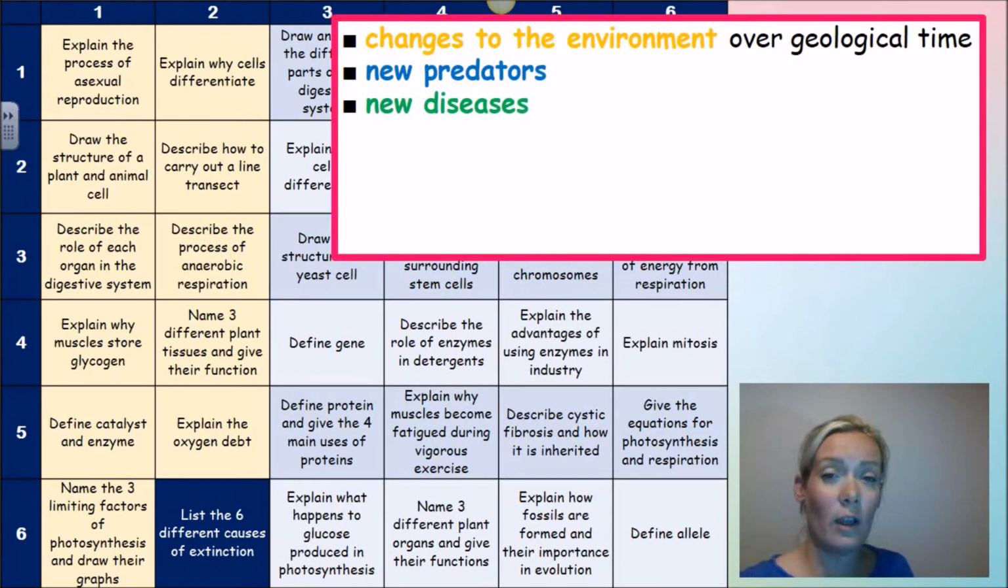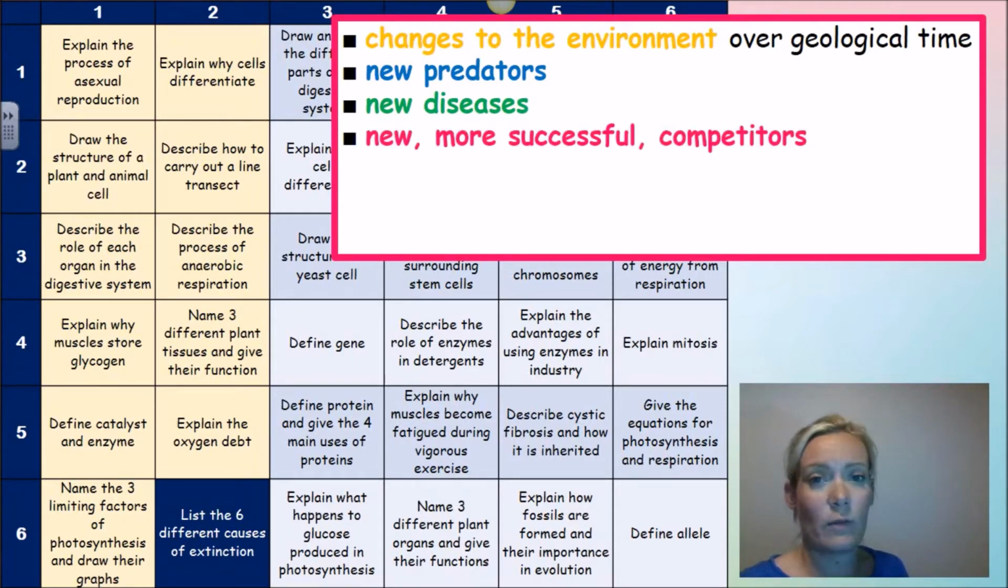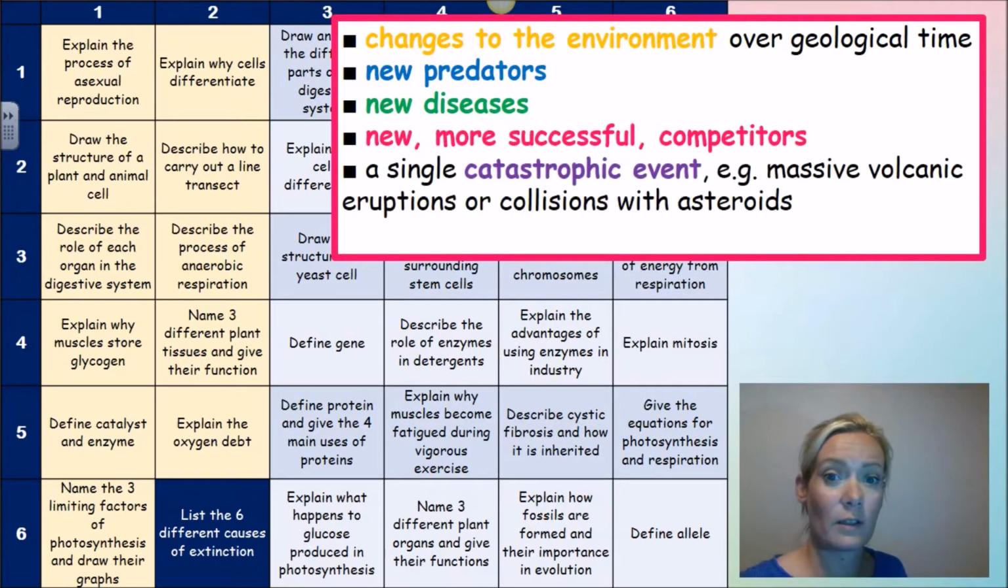New diseases that they haven't become immune to over time, so there's no immunity there, so they could wipe out a species quite quickly and make them extinct. New, more successful competitors. So this is when something else will be competing for your food source. It's not hunting you, it's going for the same food source you are. So you are now going to be lacking nutrients and therefore over time become extinct.